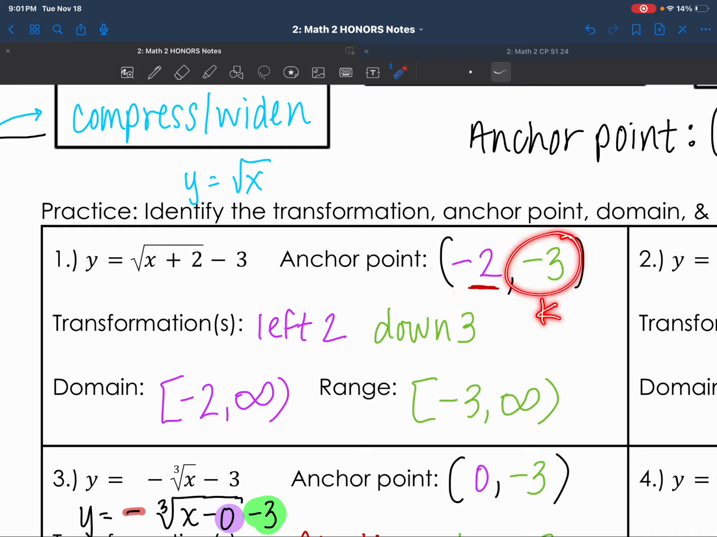K is down 3. And then for your domain, you're going to look here, and that's going to go right there. It's going to start at -2, but it's going to go to infinity. For range, you're going to use your k value, and it's going to start from -3 and then go up.